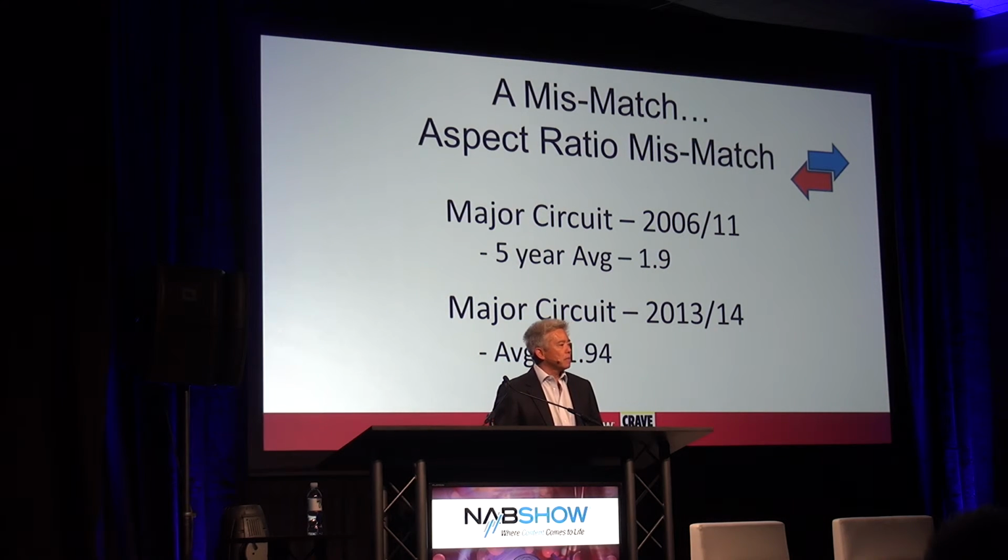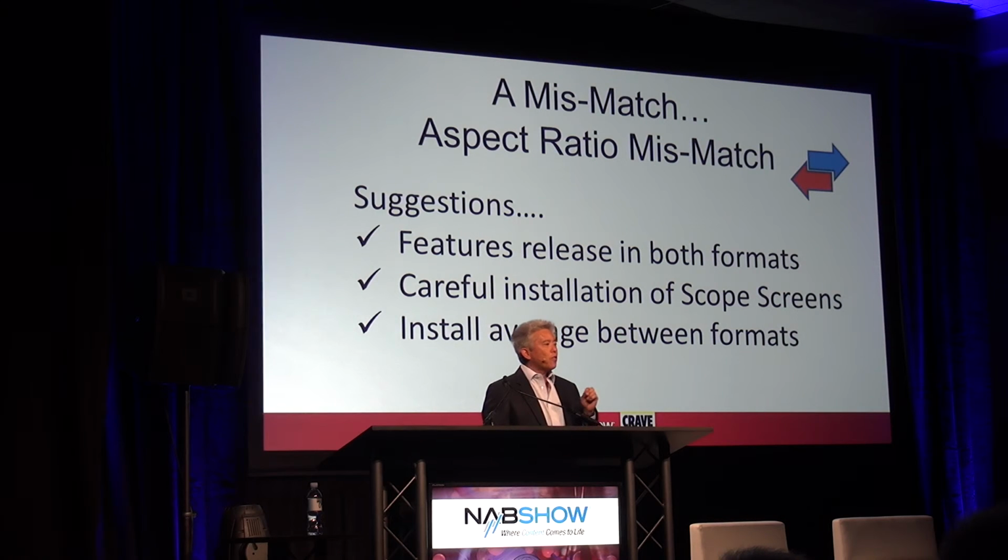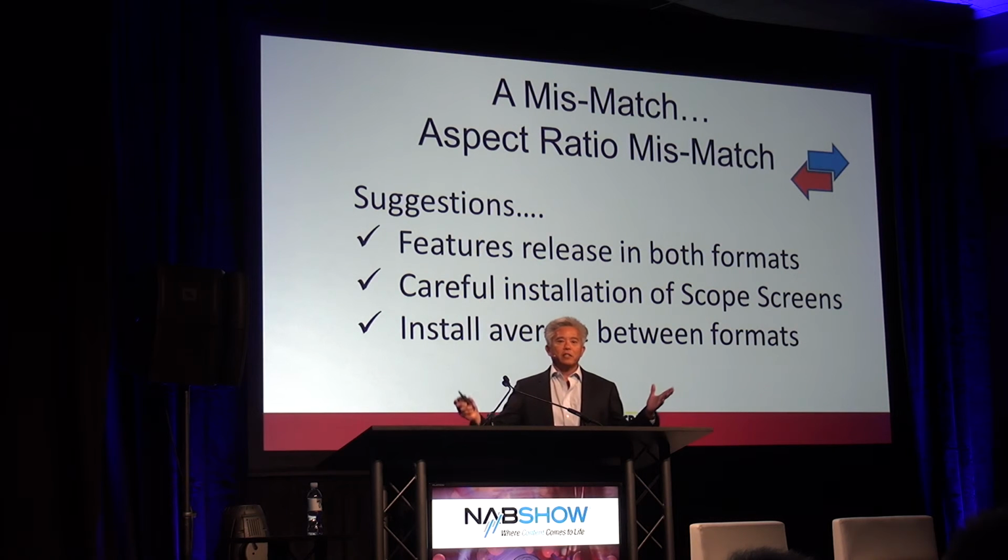I had some data on some major publicly traded circuits. These are big circuits, I had data for 2006 through 2011, 5 years of data. Their average was 1.9. Very clearly, they're a flat aspect ratio kind of organization. I looked at another major circuit, a different one, for all the screens that exited. We have the majority of these screen business, and their average is 1.94. So one of the mismatches I thought was: why is it that the most successful, highest grossing films are all in scope format, but primarily they're being shown on flat aspect ratio screens?